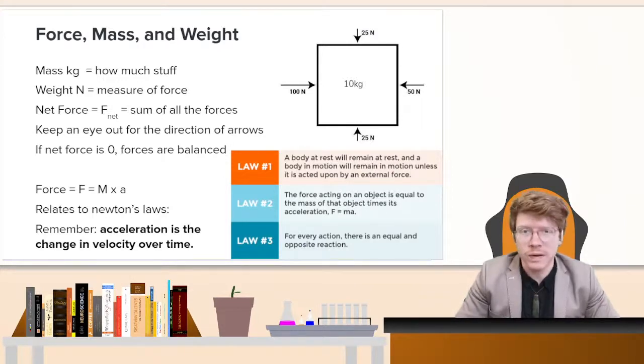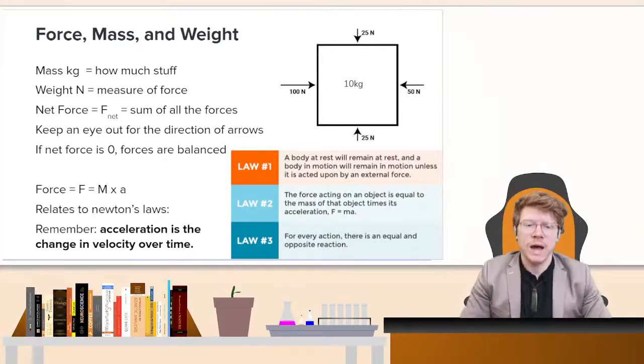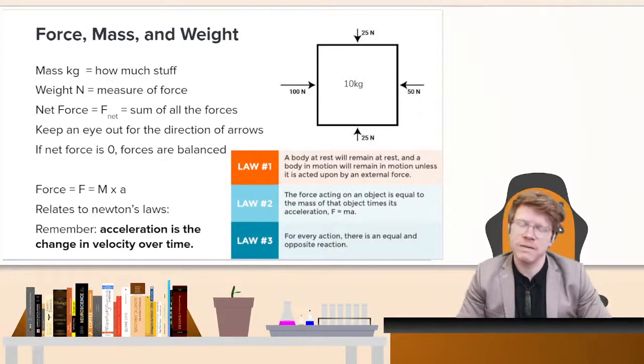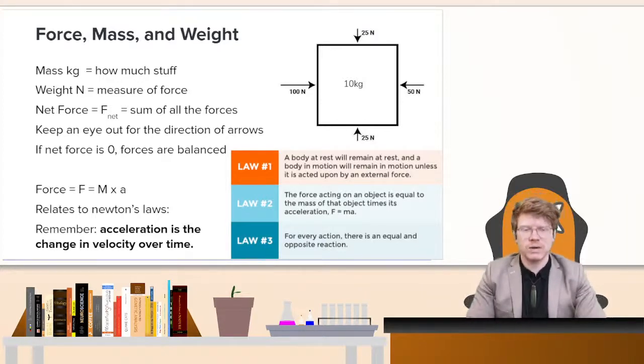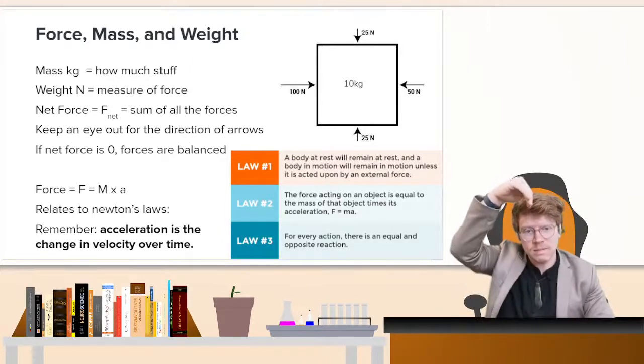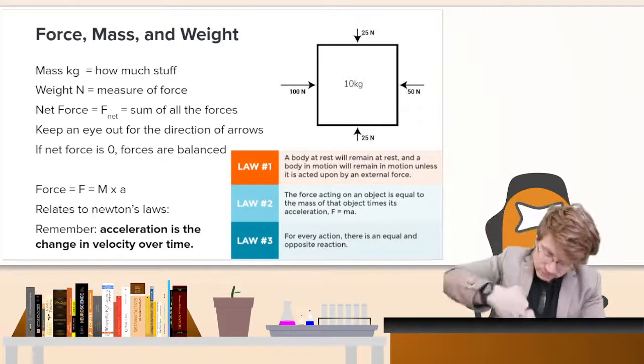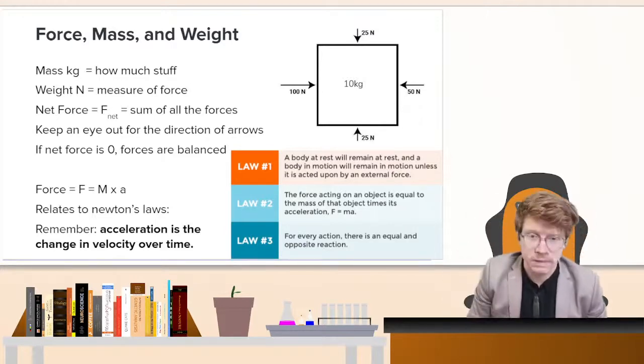And we measure forces in newtons after Isaac Newton, right? Big symbol N. The net force is the sum of all the forces acting on an object. Sum means to add up. So if you have 100 newtons coming from the left, 50 newtons coming from the right, 25 newtons from the top, 25 newtons from the bottom, those top and bottom newtons cancel out, right? Equal forces in opposite directions. It's not going to move, right?